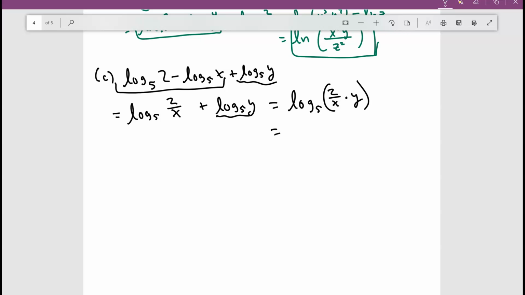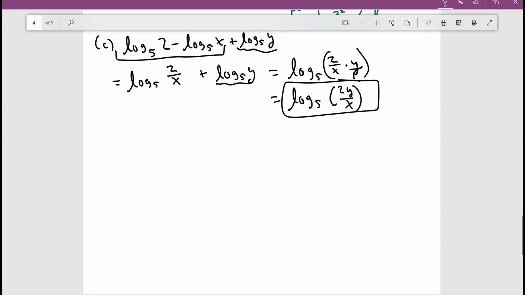Now you can stop right here, but usually this y can be rewritten as over 1. So this is just going to be log base 5 of 2y over x. And that's going to be my final answer. All right, let's do one more. Let's say you have 1/3 log x minus 3 log x plus 1.